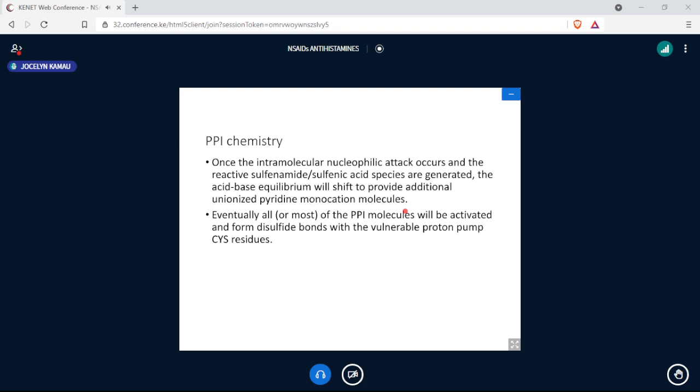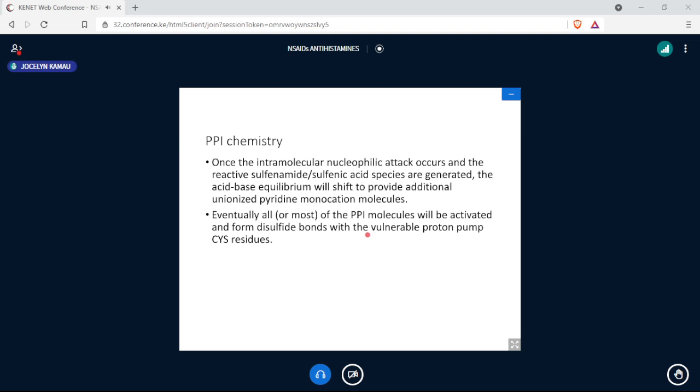Because remember, the equilibrium constant is the concentration of what is on the right divided by the concentration of what is on the left. So if you change the concentration of any of those moieties, then you change the equilibrium constant. So if you remove one, you are forced to allow for more dissociation to increase whatever you have removed. And that's all you're saying.